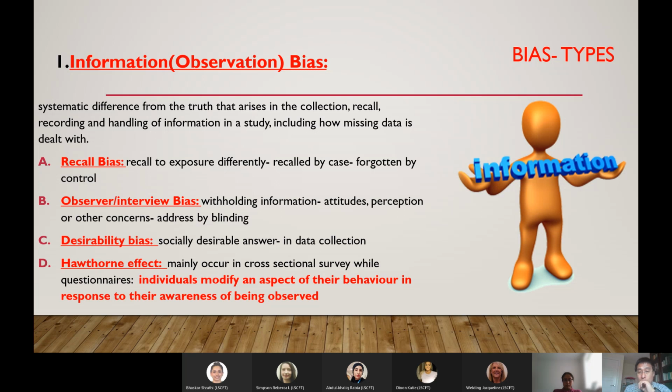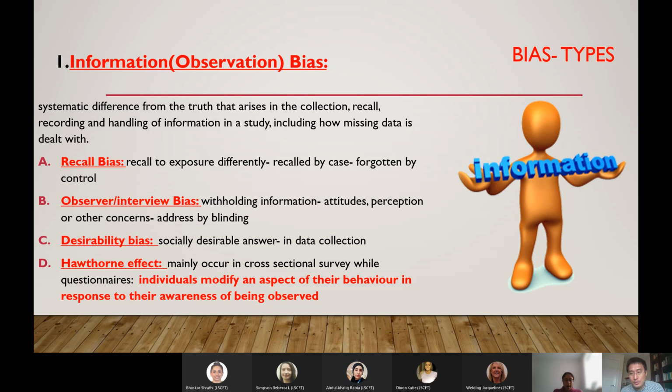Interview bias is, for example, if you are interviewing someone and you have a certain perception of the person, it might cloud your judgment. So in an RCT you make sure that the person is blinded. Desirability means a socially desirable answer. Hawthorne bias is, for example, if you are being interviewed in front of your supervisor, you might change your behavior. So these are four of the options of information bias.